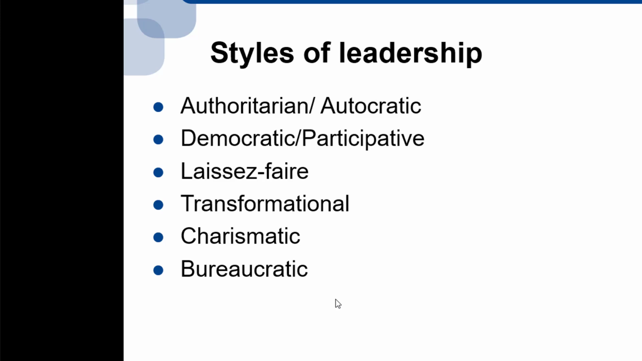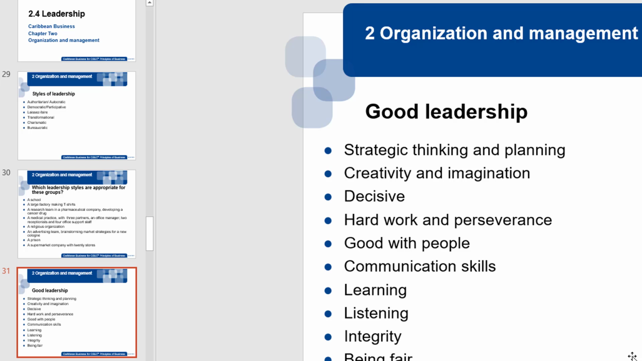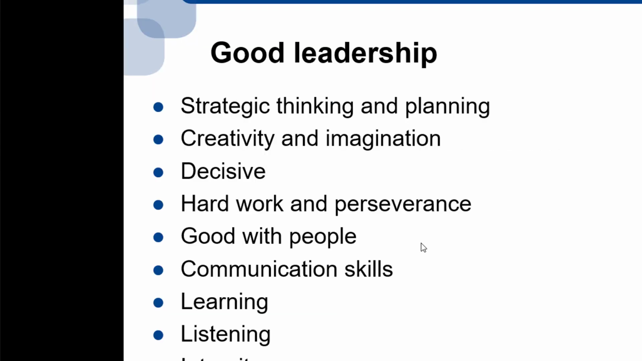You ever hear about bureaucracy, red tape? You have to go through a million things to get a decision made. So you don't really want that. So those are the major leadership styles and the advantages and disadvantages of said leadership styles. So let's look at some qualities of a good leader. A good leader should, of course, be strategic in thinking and planning, have creativity and imagination, be decisive, and have hard work and perseverance.